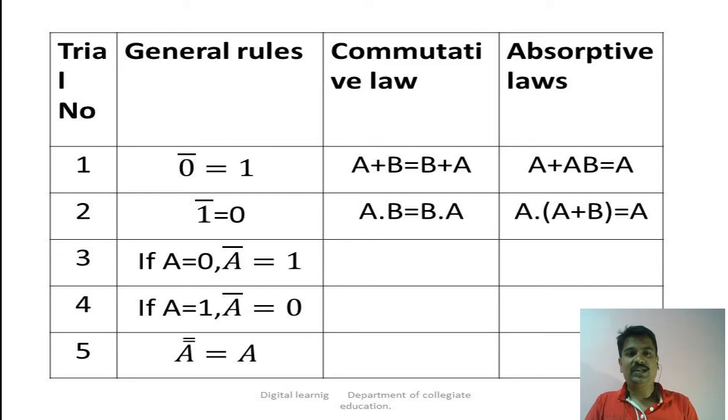We have two laws presented here in this slide. One is the commutative law, another one is the absorptive law. These two laws are applied for Boolean algebra. So we'll go through what law it is. a plus b is equal to b plus a. It's a commutative law, and that is for logical addition. And for logical multiplication, we can write a dot b is equal to b dot a.